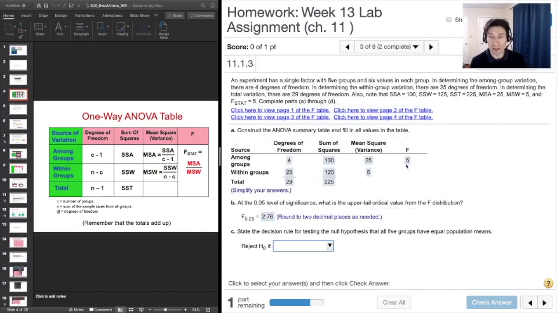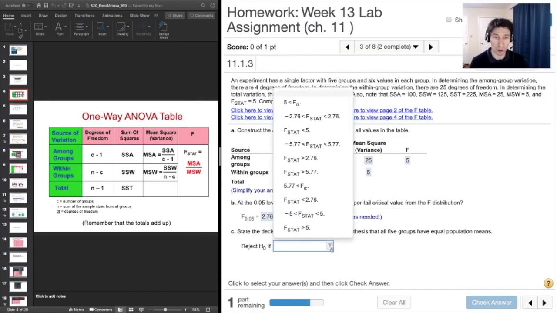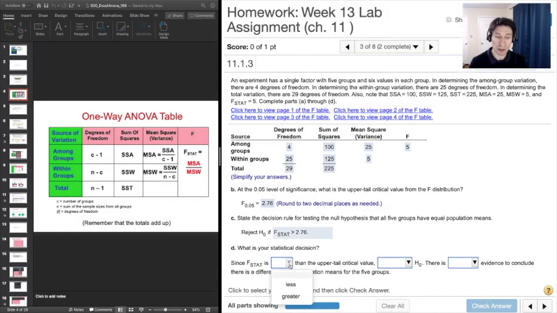Now, since our f-stat is larger than this, of course we will reject. When do we reject? Remember, this is a one-tailed test, only one number to worry about. We are either above or below 2.76, and we reject if we are above. So because the f-stat is greater, then we can reject, and of course it's because we have sufficient evidence.